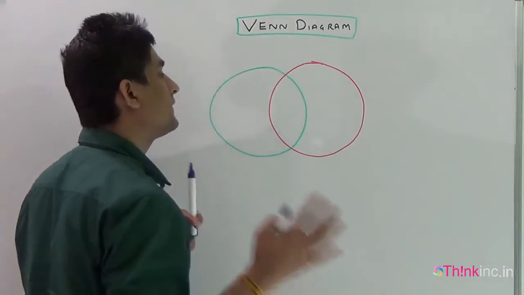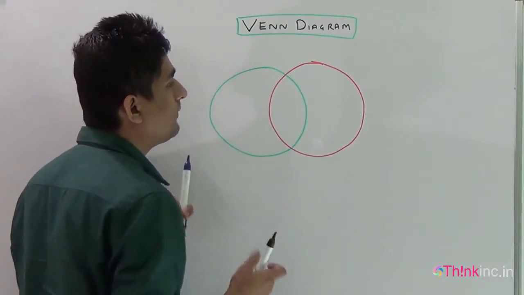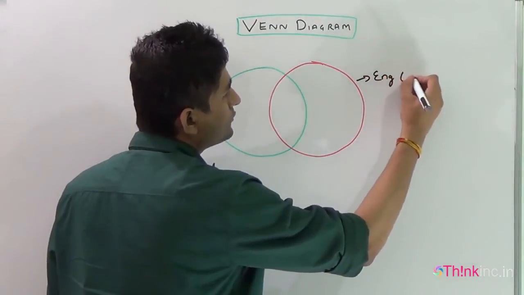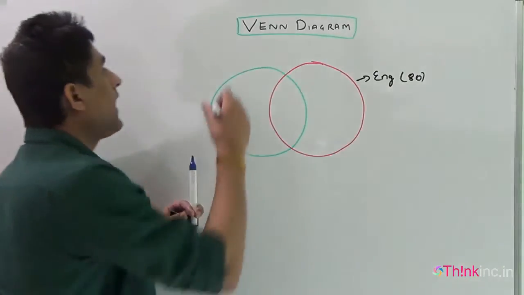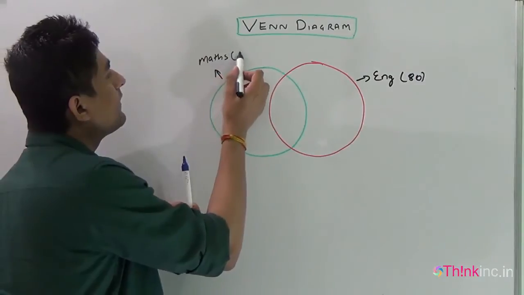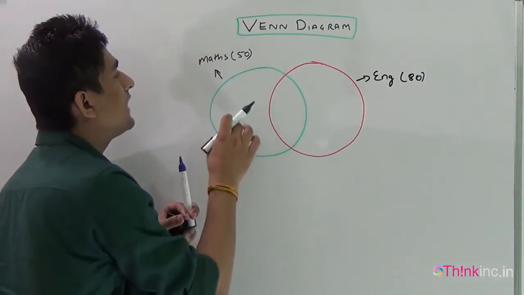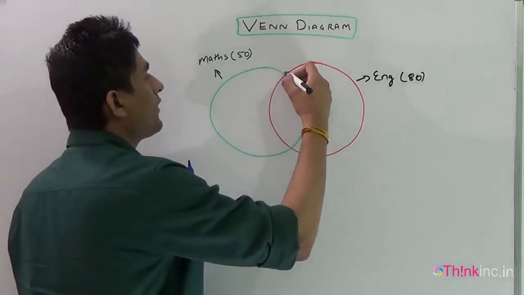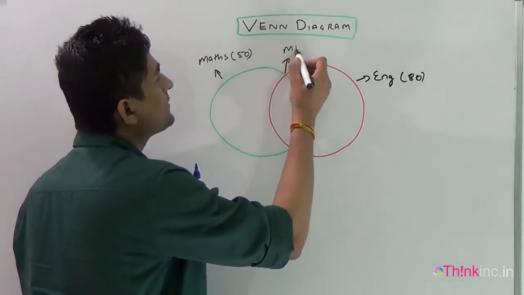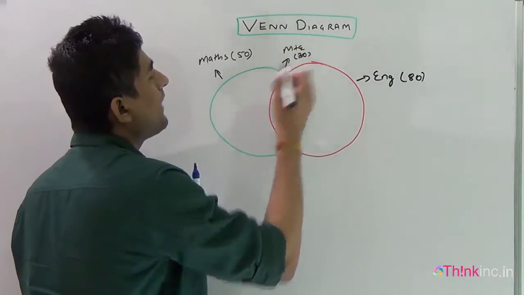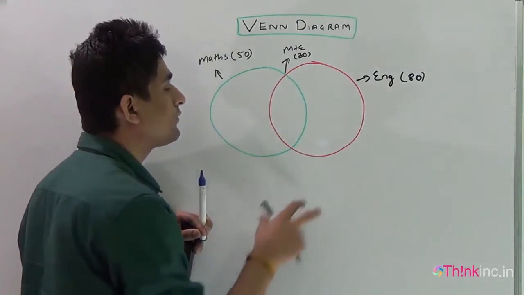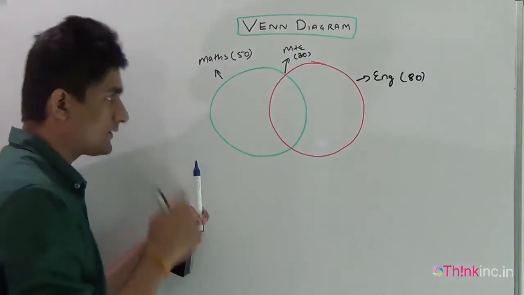suppose this data represents the data of an exam. In the exam there are two subjects. First is English, and the total number of students who appeared in the English exam is 80. And this green circle represents the total number of students who appeared for the maths exam, and their number is 50. That means 50 students gave the maths exam. And the common region, the students who gave maths as well as English, is 30. Students who gave both subjects are 30. We have to find the total number of students who gave the exam. This is the question.